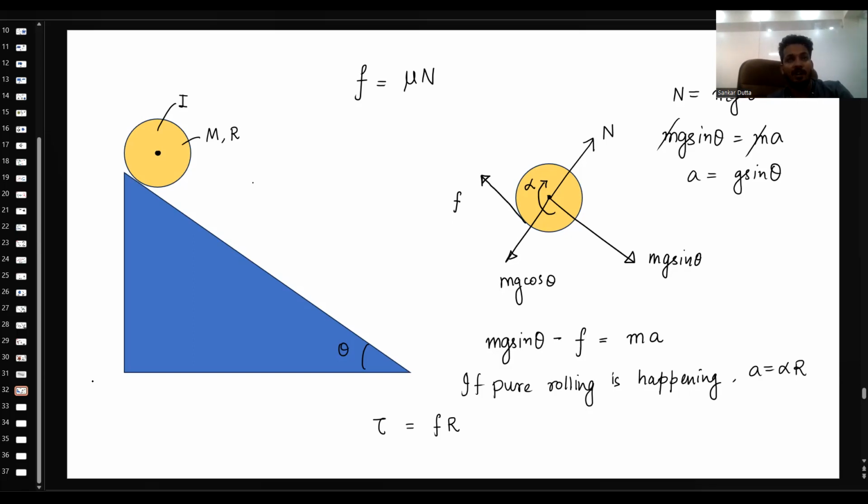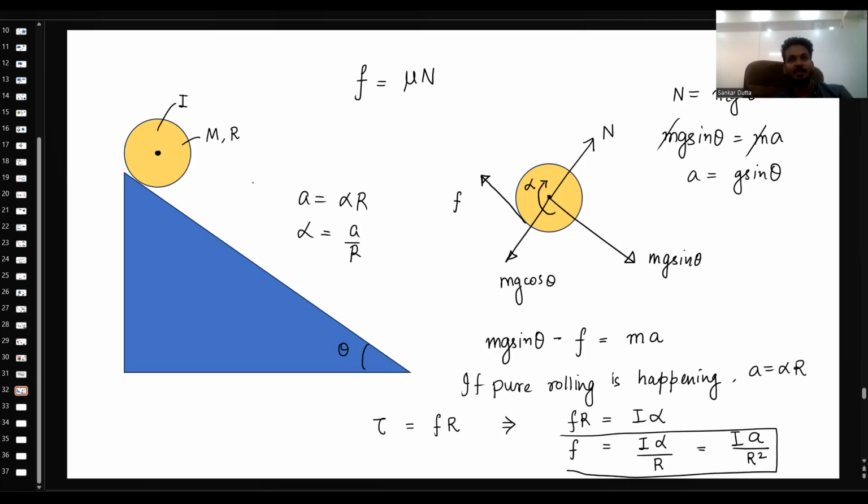Right? So F R is equal to torque, but torque is also equal to I into alpha. So from here, how much is the value of friction? Well, I into alpha by R. Guys, can I also write it as I into A by R square? Because A equals alpha R, so alpha would be equal to A by R. I just plug that value in here. So this is my second equation.